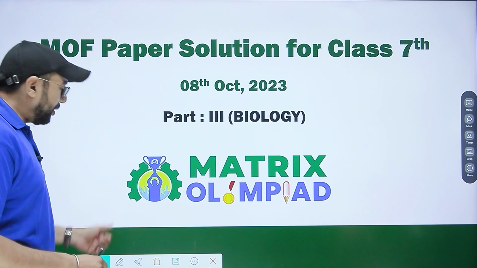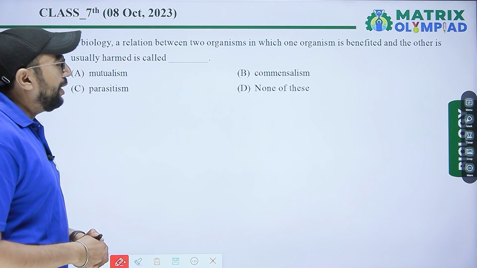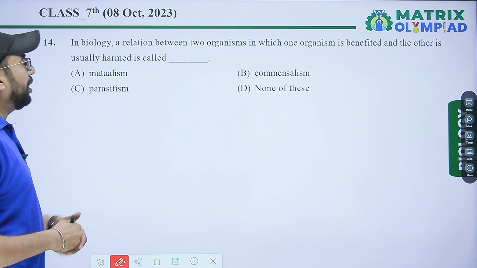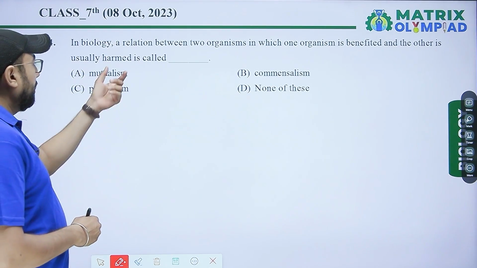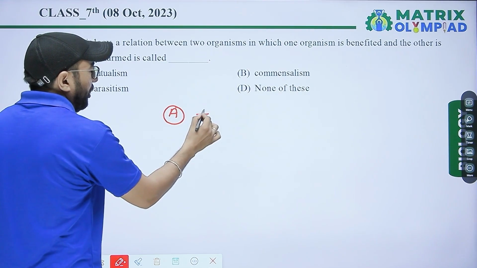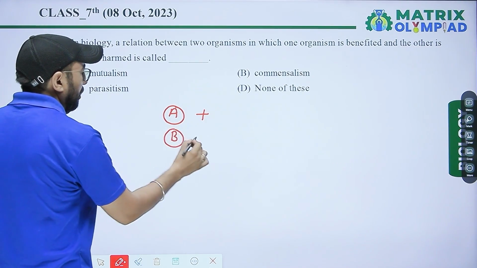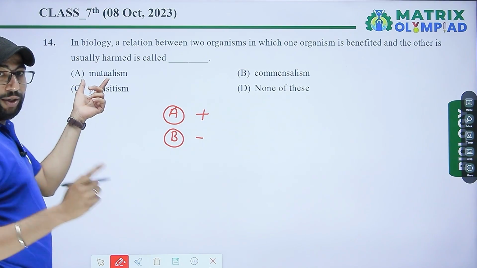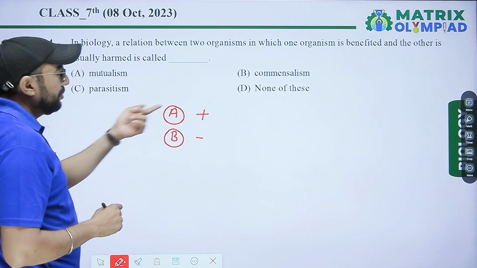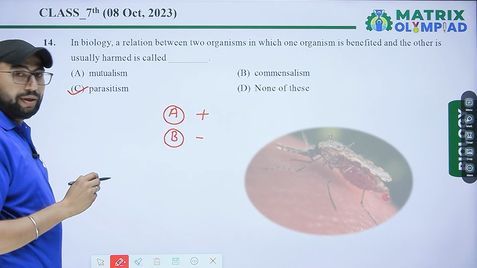Let's start. First question. In biology, a relation between two organisms in which one organism is benefited and the other is usually harmed is called. It means one organism A is benefited and another is harmed. According to the options, mutualism, commensalism, parasitism and none of these, our right answer is parasitism.